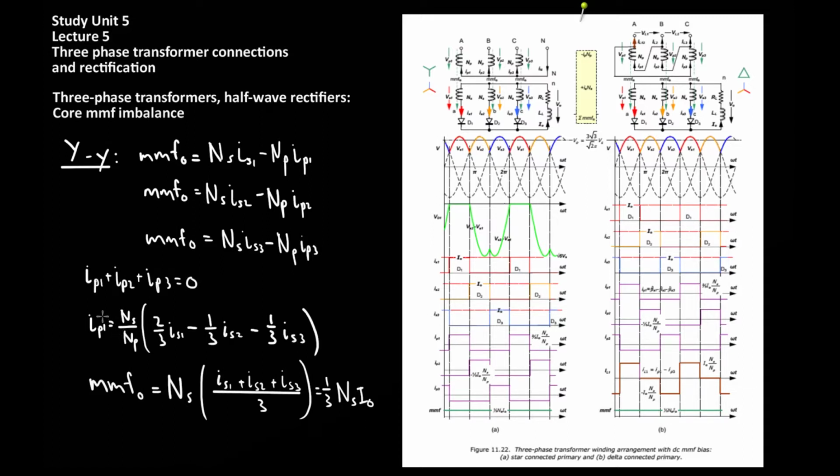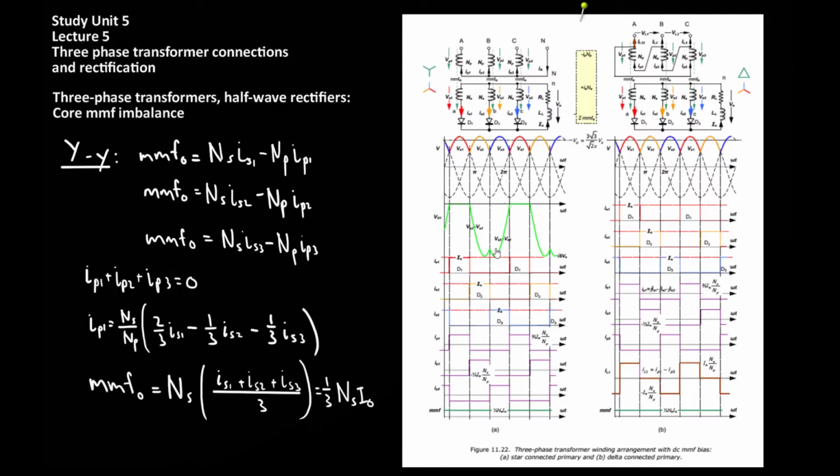So just for example, current IP1 will be equal to the number of secondary terms divided by the number of primary terms multiplied by the ratios of each of the currents in the secondary coil. Similar expressions can also be written for IP2 and IP3, and if this is then back substituted into the MMF0 expression, a total for the DC MMF bias can be determined. So for a YY configuration, the MMF DC bias is equal to 1/3 multiplied by the number of secondary turns multiplied by the output current.